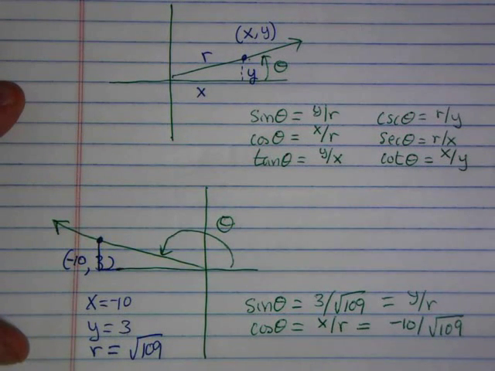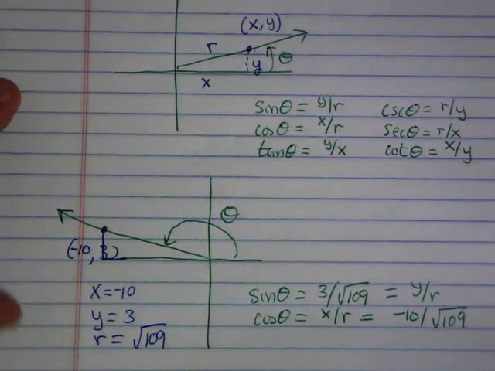So notice that cosine turned out to be negative in this area. Why is cosine a negative number? Because x is negative and cosine uses x. So cosine turns out to be negative in quadrant number 2.